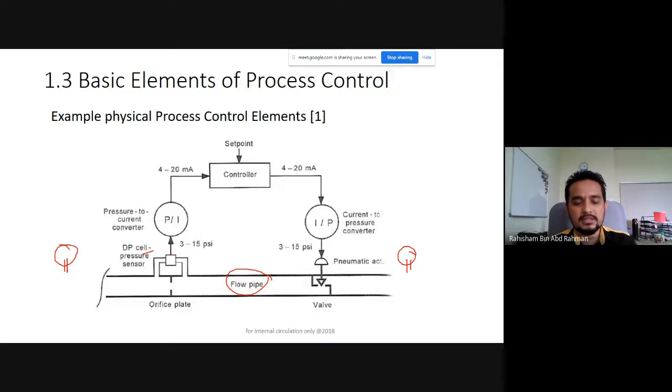So in this case, we measure the pressure, and then it sends a signal, and we have the set point at the controller. The controller decides what to do, and then it sends an instruction to this pneumatic actuator to control the valve. Right.